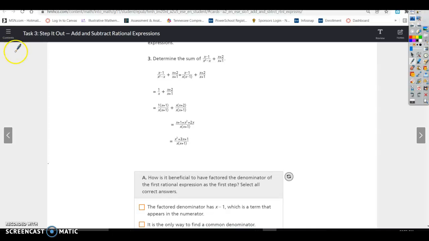It's always beneficial to actually work it out and not just look at it, because I feel like looking at math, you don't learn as much as doing math. So let's do it.